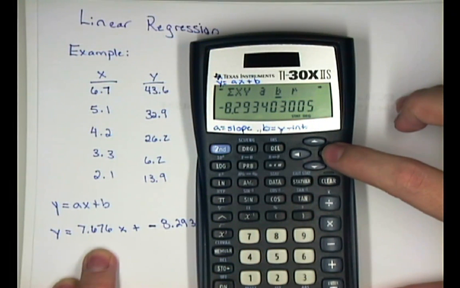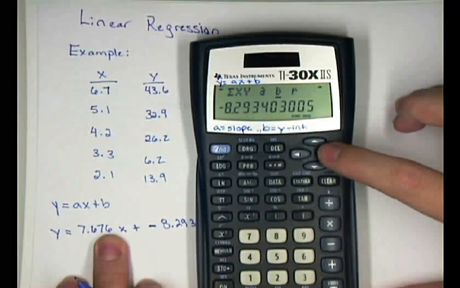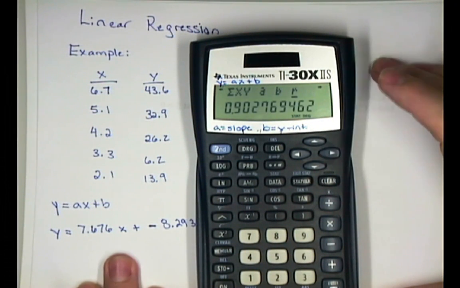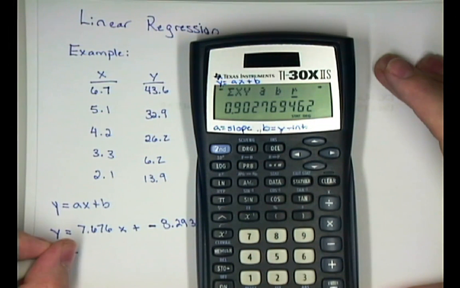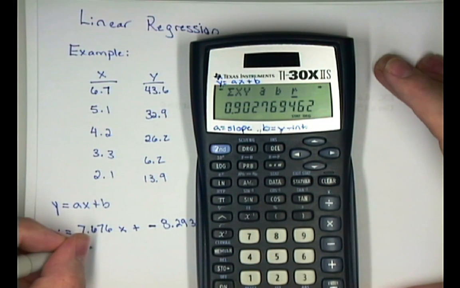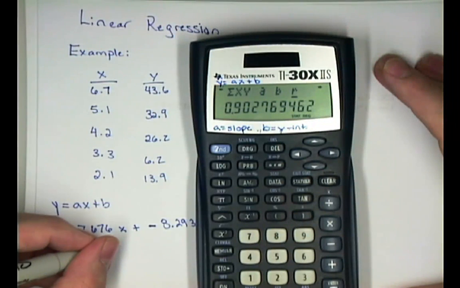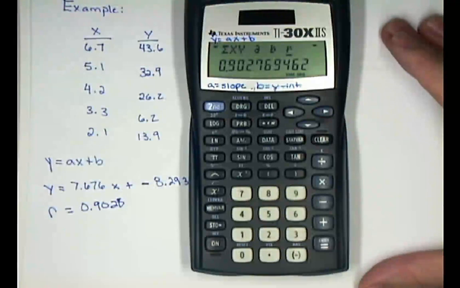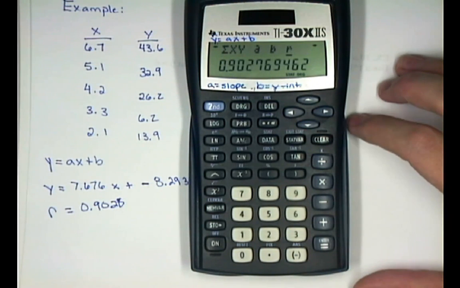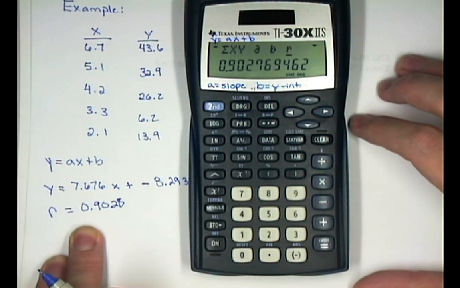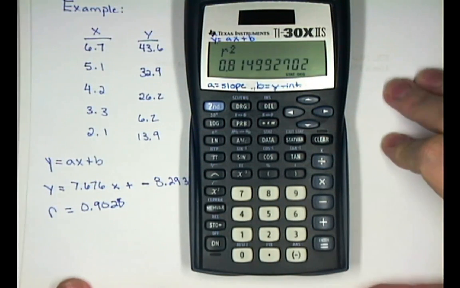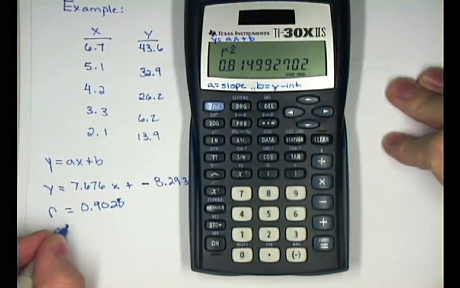So if you need to predict a y given an x, you just substitute the x into this equation, predict your y. It gives you your correlation coefficient. So Pearson's correlation coefficient is equal to 0.9028, roughly, which indicates a relatively strong positive correlation. From there, you can find r squared by simply hitting the squared button, and that gives you your coefficient of determination.